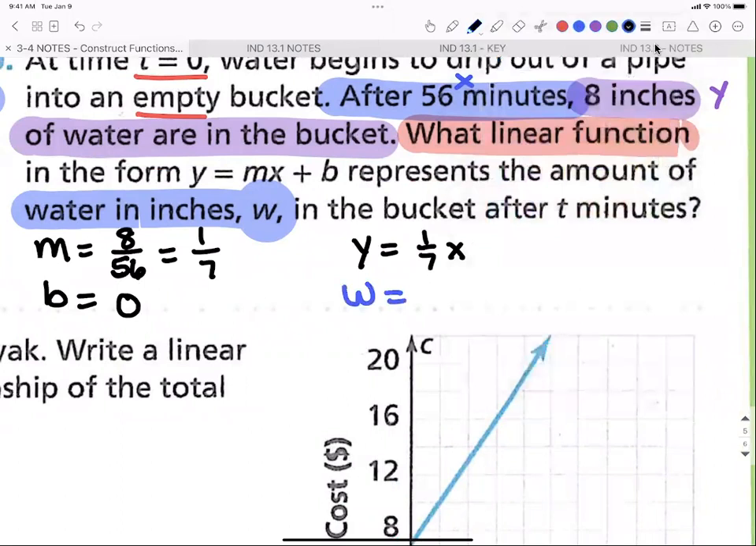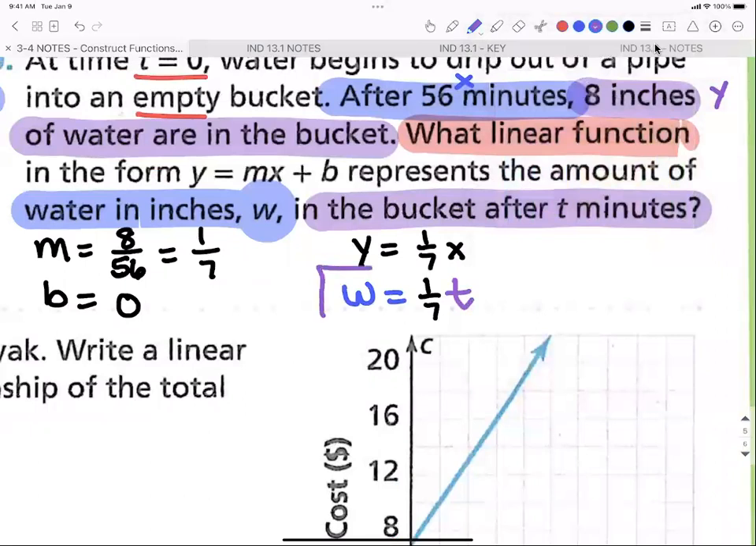I already found my slope, so I'm going to leave that alone. And then it says to use time in minutes. So I'm not going to leave it a generic X for time. I'm actually going to name it T. It means the same thing. One's just generic, one is named.